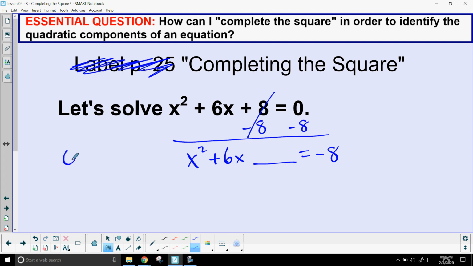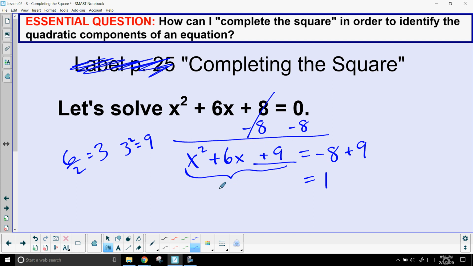Half of 6 is 3. But 3 squared is 9. So we're going to put a plus 9 right here. What you do to one side, you do to the other. So 9 minus 8 is 1. Like I discussed on the last page, we're factoring this. We completed the square, which should work in our favor.